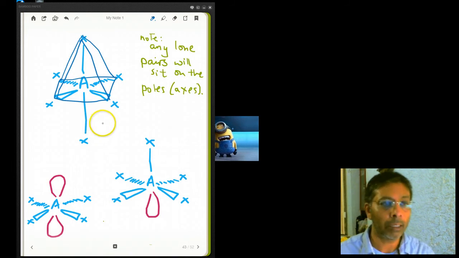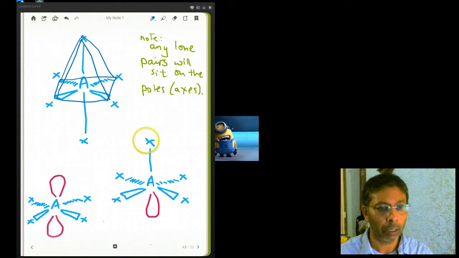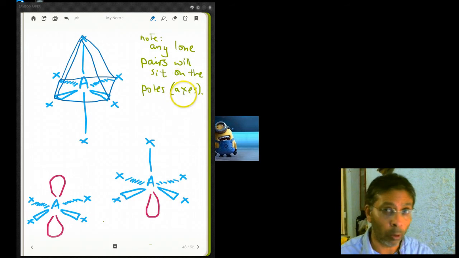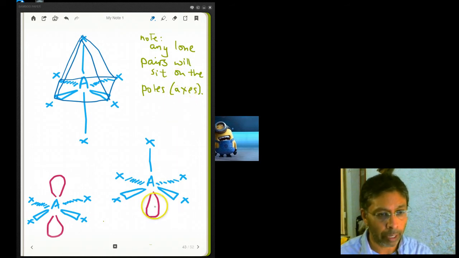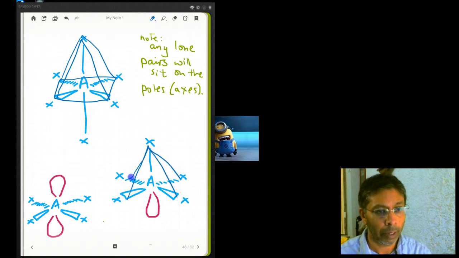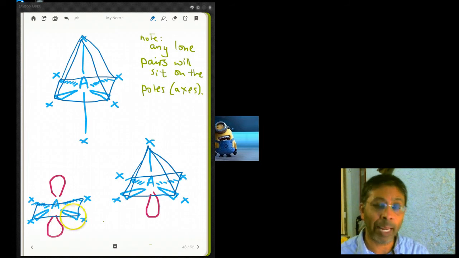Now when you have lone pairs in an octahedral shape, you've got 6 electron regions, but one of them is a lone pair. The lone pairs will sit on the poles, or the axes. Here's one lone pair sitting on the axis, the south pole if you like, and now you've got a square-based pyramid. If you've got 2 lone pairs, they will sit on the north pole and the south pole on the axes, leaving you with a flat molecule, a square planar molecule.